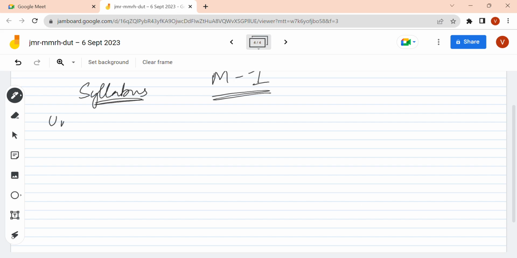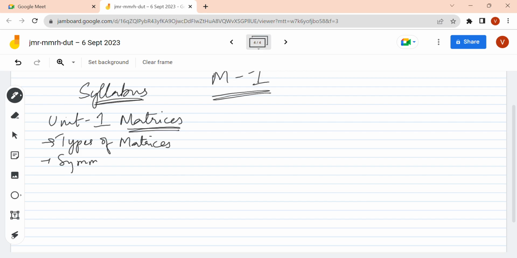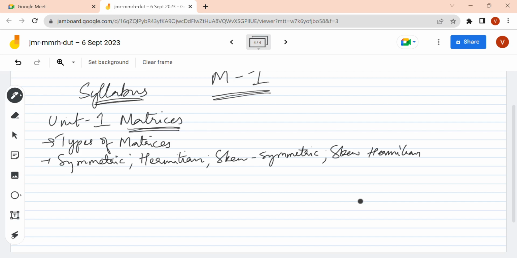Okay. So, unit 1. It is matrices. So in matrices you have different topics: types of matrices, symmetric, Hermitian, skew symmetric, skew Hermitian, orthogonal matrices, unitary matrices, and rank of matrix by echelon form.